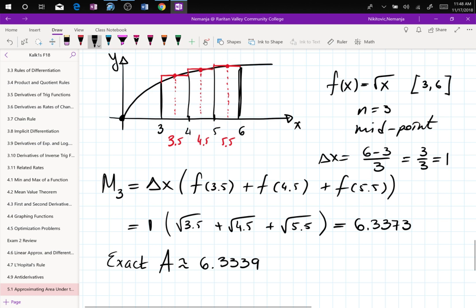If you are to cut this in half and then do 6 rectangles, it will be even better, right? So we have this as our answer.